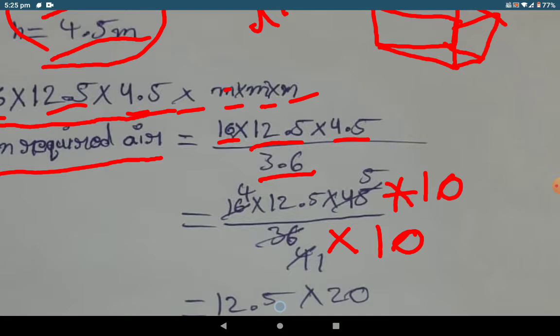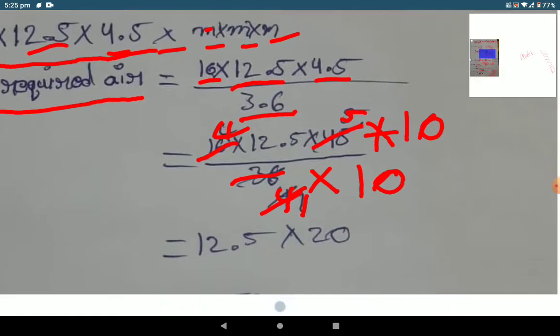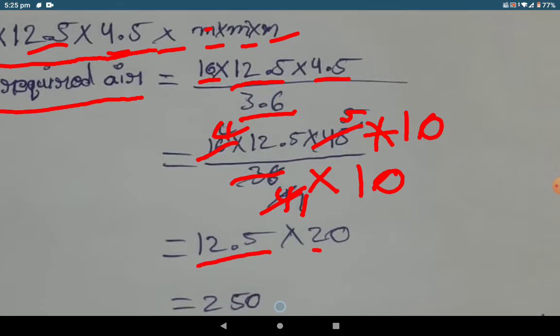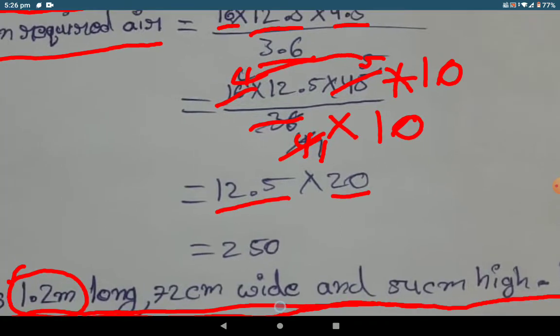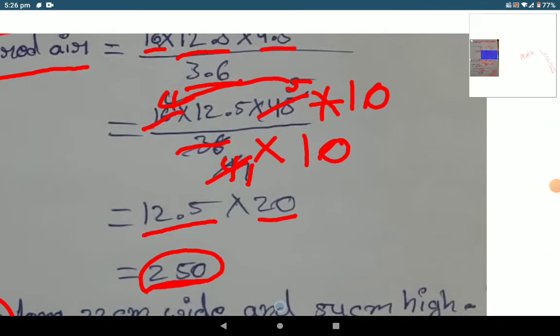Now here 9 fours are 36 and 9 fives are 45. Now we have 4 left. Now 4 ones are 4 and 4 fours are 16. Now what we have left is 12.5 into 20. You might be wondering, where did 20 come from? It's because 4 into 5 is equal to 20, and 12.5 into 20 is equal to 250. So the number of persons that can fit inside the room is 250 people.